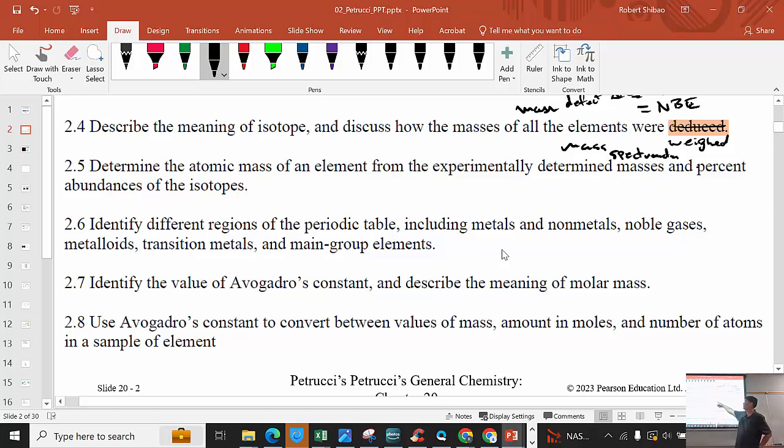2.6, identify the different regions of the periodic table, including metals, nonmetals, noble gases, metalloids, transition metals, and main group elements. Identify the value of Avogadro's constant and describe the meaning of molar mass. And so we need to know the definition of Avogadro's number and the definition of mole and the definition of molar mass. Use Avogadro's constant to convert between values of mass. This is more unit conversion factor unit calculations.